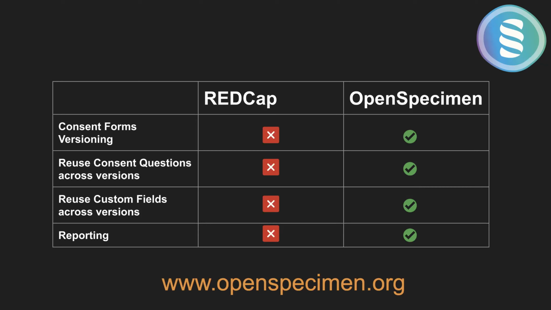So that is the main difference, or the main intention, between building a consent module inside Open Specimen: it is a dedicated custom module built for consenting, compared to just a form builder kind of application where everything is data and you just build forms and collect data for that.